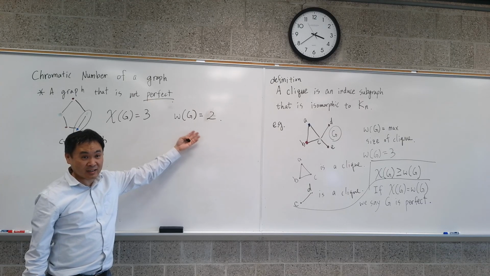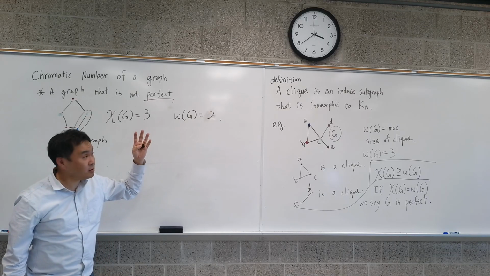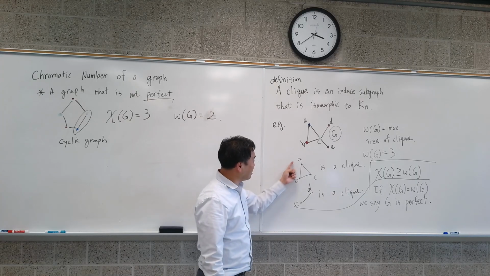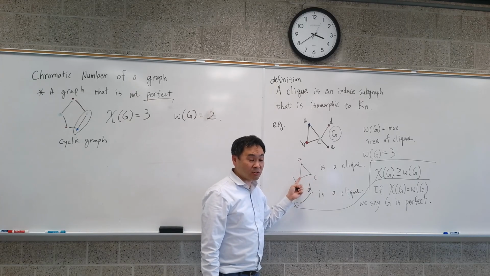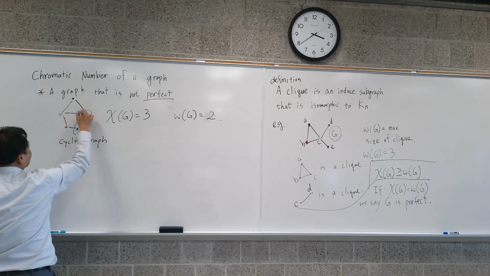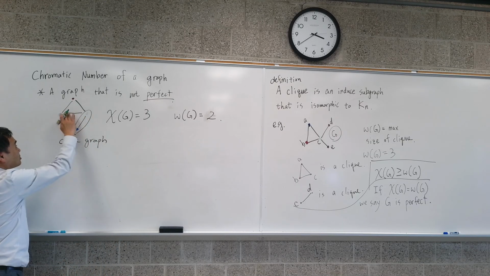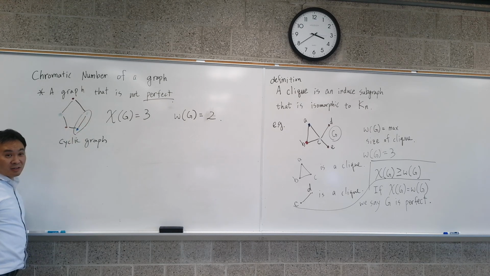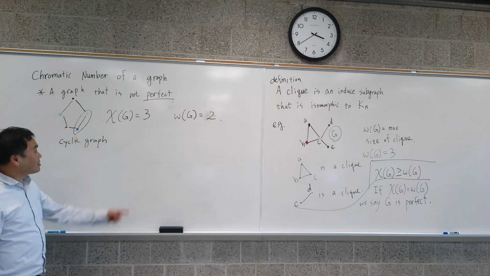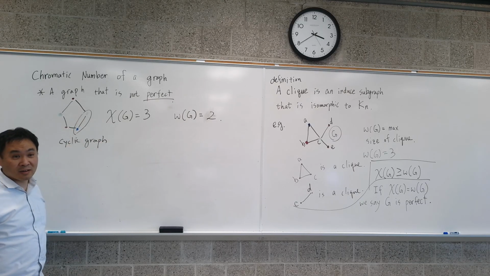Okay? How come it can't be like 3? I mean, to have omega of G as 3, then you need K3, right? Do you see such a thing? If there was one like this, then suddenly omega of G would be 3. But none of that exists, right? So omega of G is 2. Yet the minimum coloring that you can have is 3. Okay?